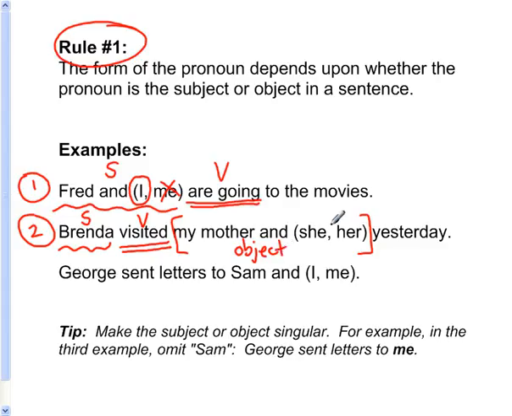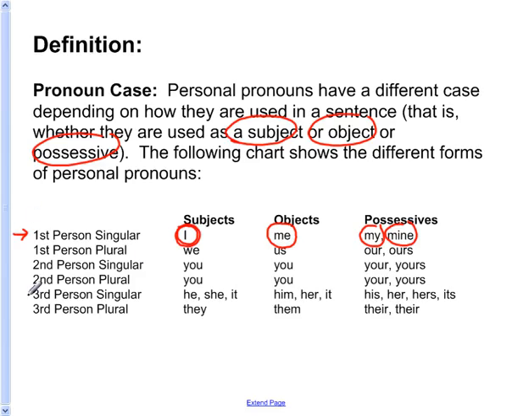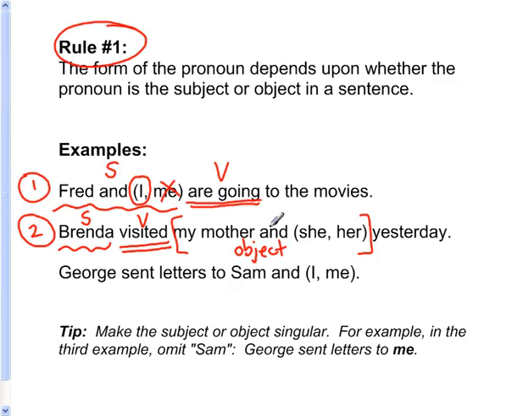We're looking at third person singular here, she or her. So let's determine which one is correct by going back to the chart. Okay, so third person singular. In the object position, we're looking at her. So Brenda visited my mother and her yesterday. She would be wrong because we would use she in the subject position of the sentence, but here it should be the object. So it is her. We use the personal pronoun her in the object position for third person singular.